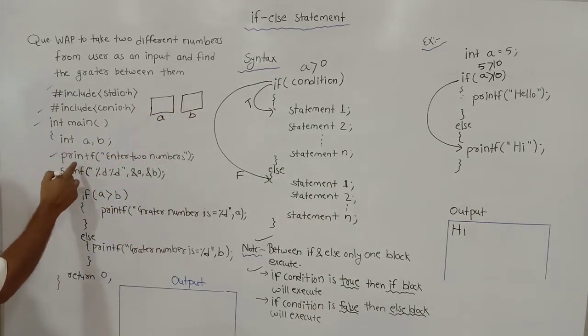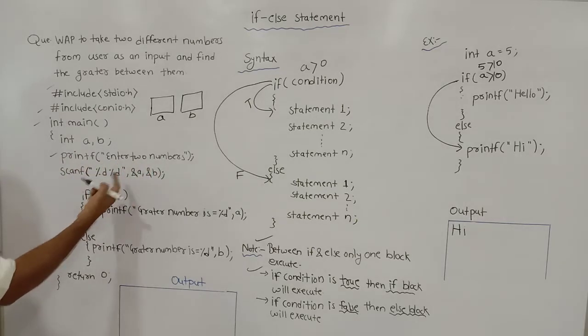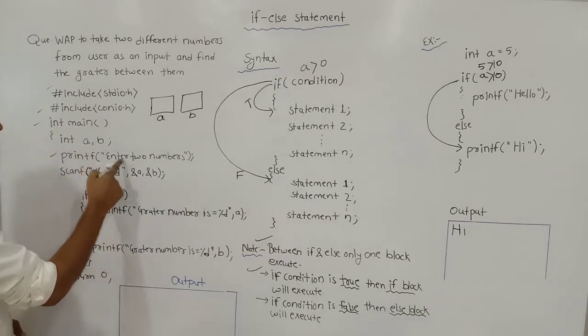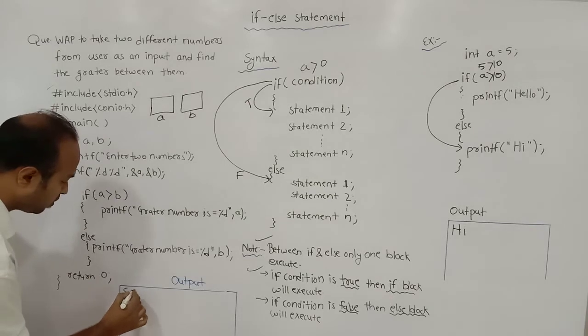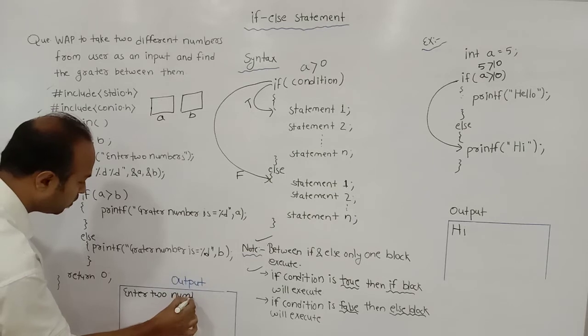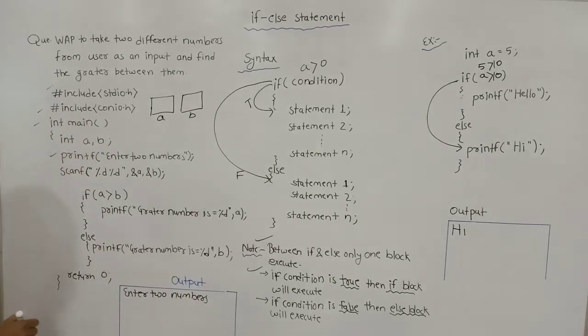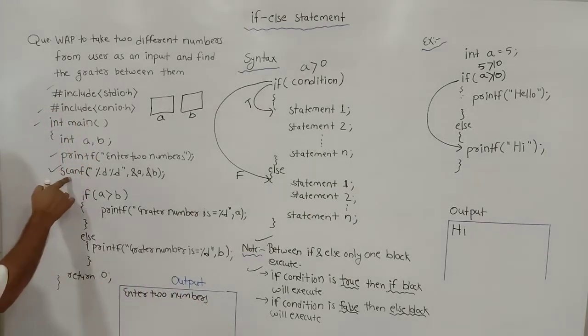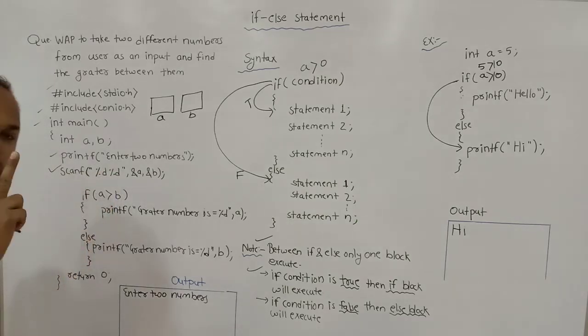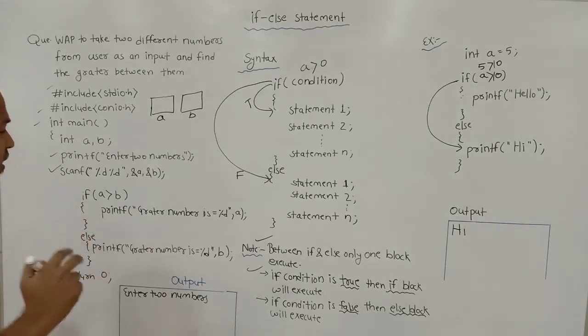In the next line we are printing enter two numbers. This printf will print on our output screen. Suppose this is our output screen. So here it will print enter two numbers. In the next line we are using scanf for taking input from the user, and within the scanf we have written %d two times, meaning we want to take two integer numbers from the user.